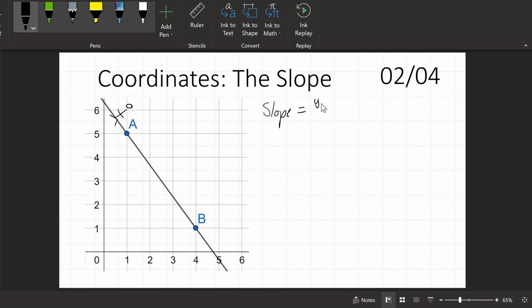So slope equals y2 minus y1 over x2 minus x1. So A is x1 and y1. It is also 1 and 5. B is x2 and y2. And it is also 4 and 1. Okay, so let's plug those values in. Y2 is 1. Y1 is minus 5. X2 is 4.